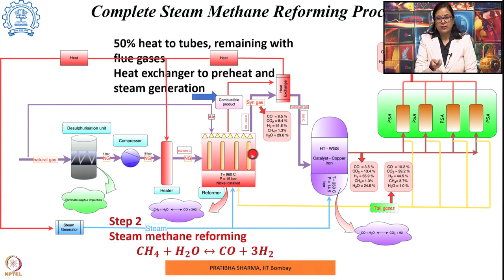In this process of combustion, which is taking place in the burner, 50% of the heat which is being supplied is taken up for the reforming reaction in the tubes. However, the remaining heat, which comes with the combustion gases or flue gases, can also be utilized. The rest of the heat is recovered in a heat recovery section, and the heat extracted from the combustion flue gases coming out from the reformer can be used either for steam generation or for preheating the natural gas before it enters the reformer.